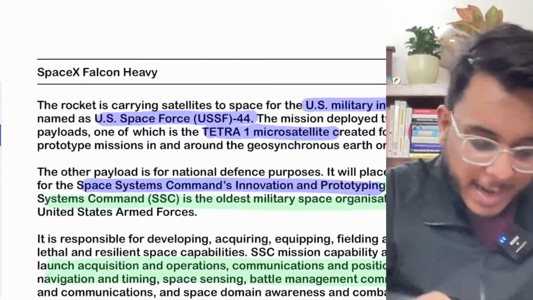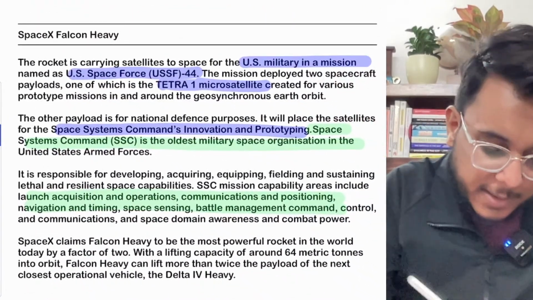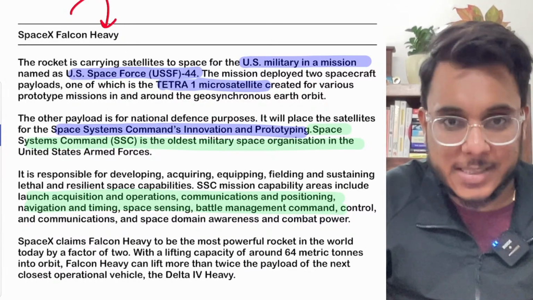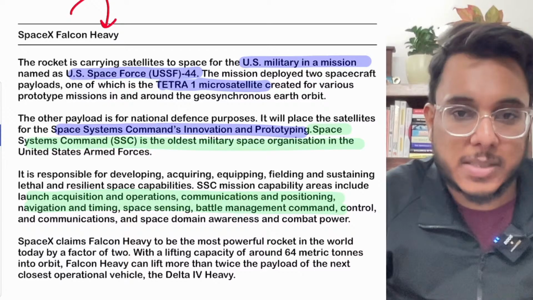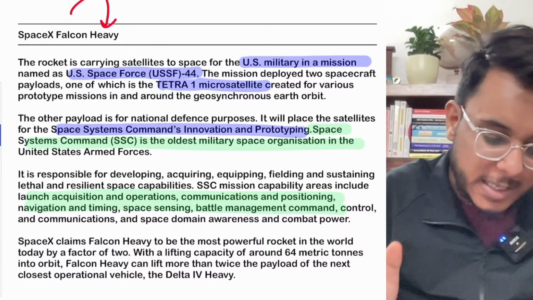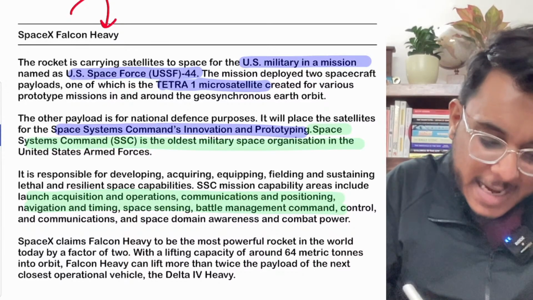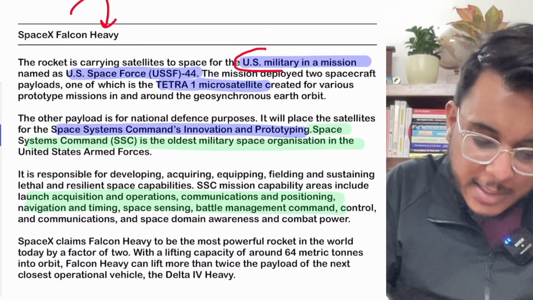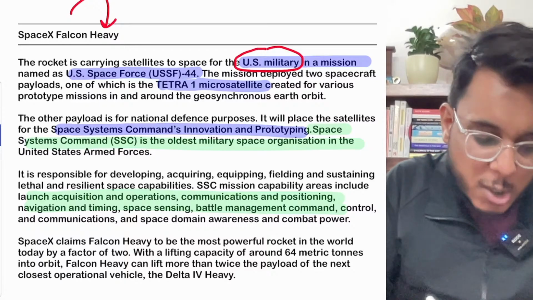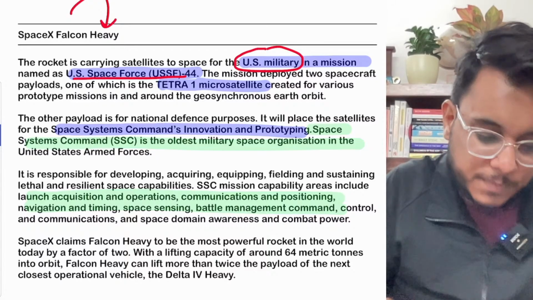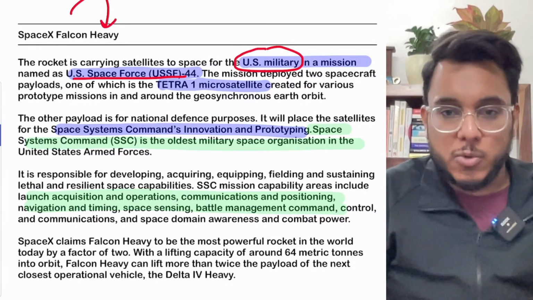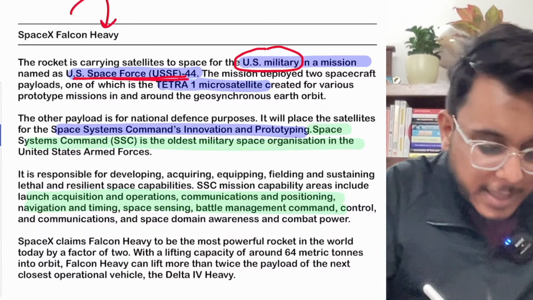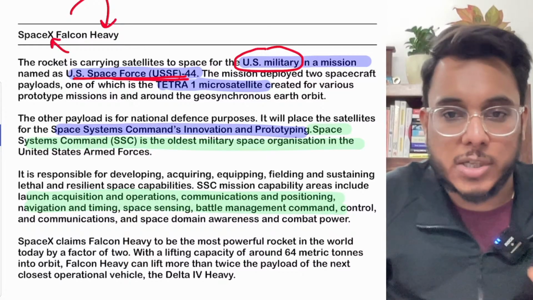Okay, so what has happened? The SpaceX Falcon Heavy has been launched by SpaceX, which is run by Elon Musk of the USA. Recently, the SpaceX Falcon Heavy carried satellites for the US military into space. Okay, so basically the US Space Force 44. Okay, so it is the US's military mission, US Space Force 44. For that, the SpaceX Falcon Heavy has launched the satellite.